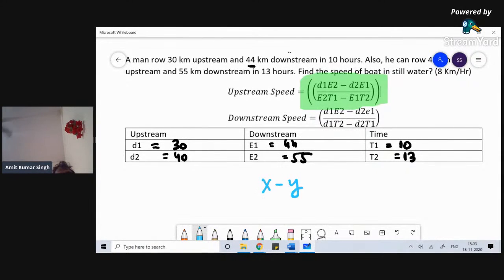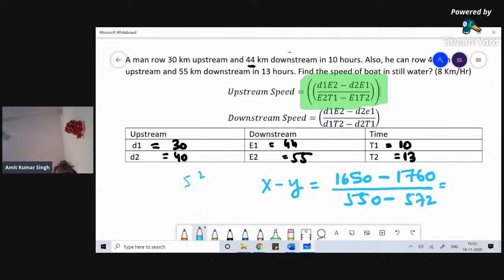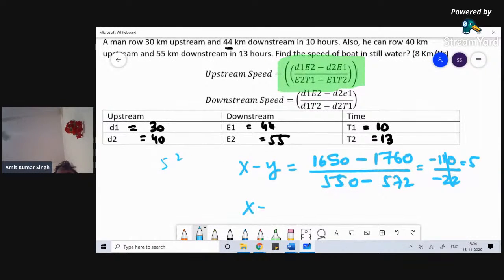So upstream speed, x minus y: D1 E2, that is 55 into 30, means 1650, minus D2 E1, means 1760, divided by E2 T1, 550, minus E1 T2, 572. So you do this, you will get minus 110 divided by minus 22. You will get 5. So x minus y is 5.